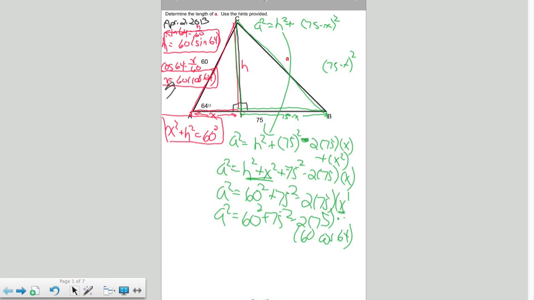So that's sort of taking what we know about the red triangle and going back to our green triangle, having those equations and doing some substitutions. So in the end, we plug this in. So a squared is equal to 3600. What's 75 squared? I think Jordan said it for me already. I don't remember. 5625?